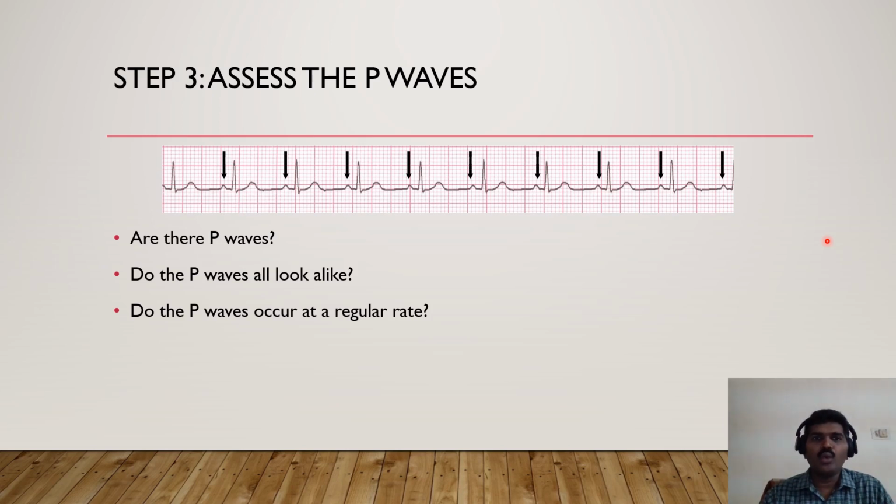Do the P waves occur at regular rates? Just like how you calculated the RR interval, you need to calculate the PP interval. That determines the regularity of the SA nodal firing.